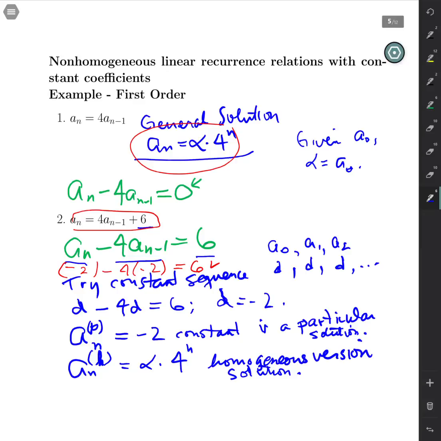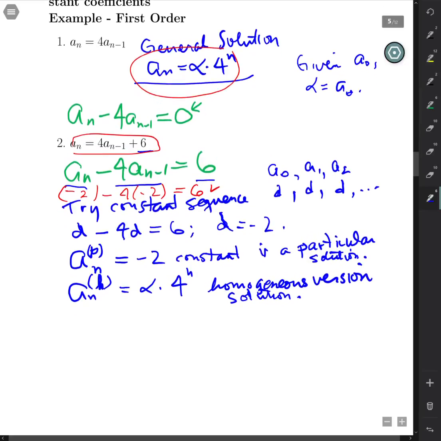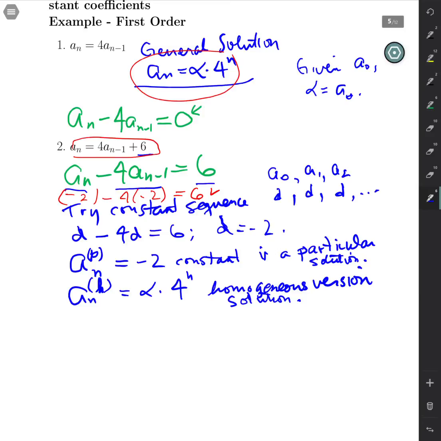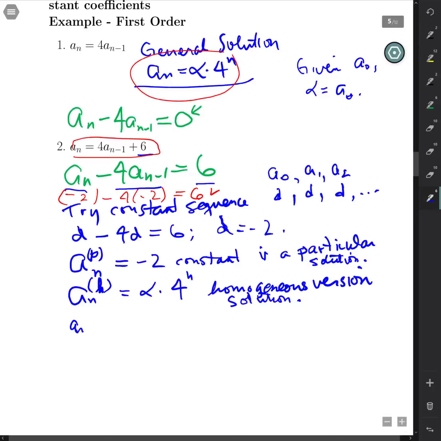Well, the point of this little discussion here is if we take these two here and add them, we will get another solution of the non-homogeneous equation. In other words, if we take a_n superscript h, that's equal to 4a_{n-1} with the superscript of h plus 6. Because these things here all solve the homogeneous, and there should be no 6 here. That should be 0 for the homogeneous. I'll get that plus 6 for the non-homogeneous.